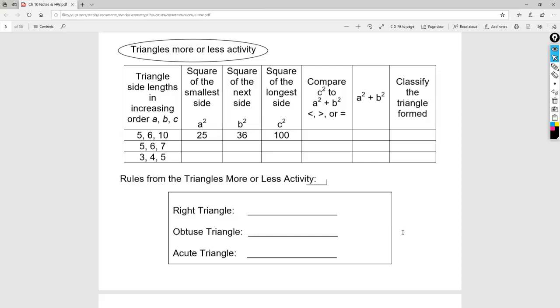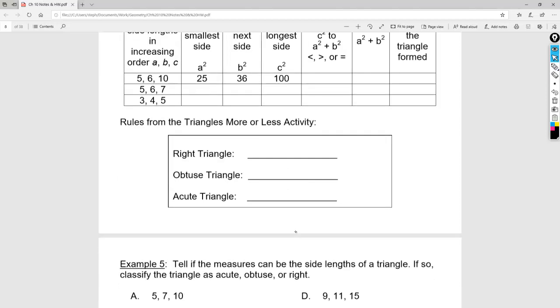Okay, and hopefully the rule that you came up with was, for a right triangle, we kind of know, right? So it's going to be c squared equals a squared plus b squared. This I know. Now for an obtuse triangle, what we find is if c squared is greater than a squared plus b squared, then my triangle is obtuse. And if c squared is less than a squared plus b squared, then my triangle will be acute, meaning all of my angles are less than 90. Okay, so let's use this in a few examples.